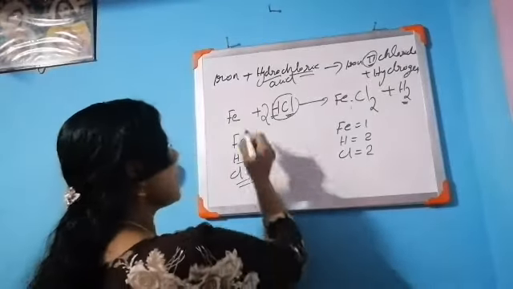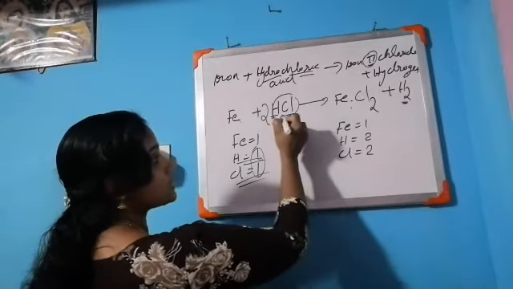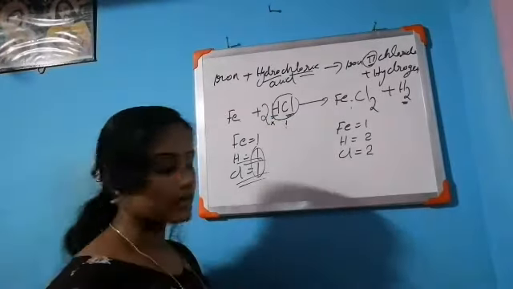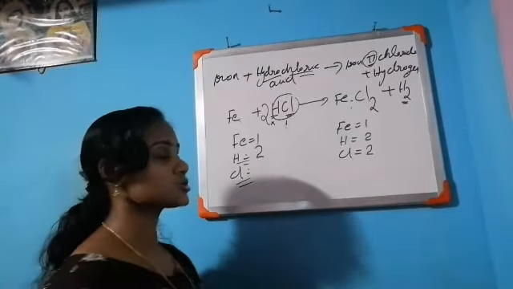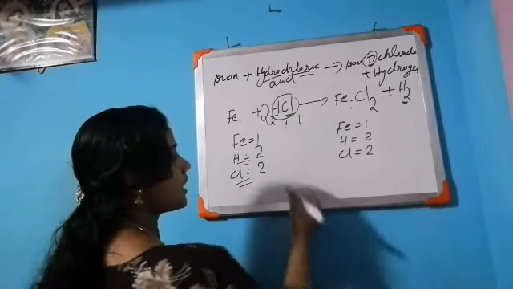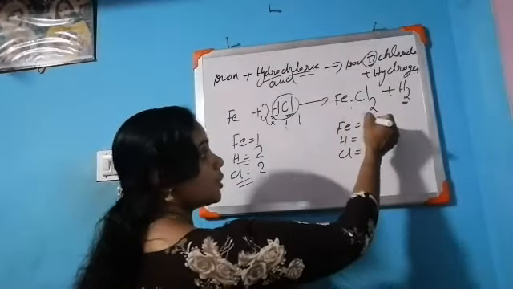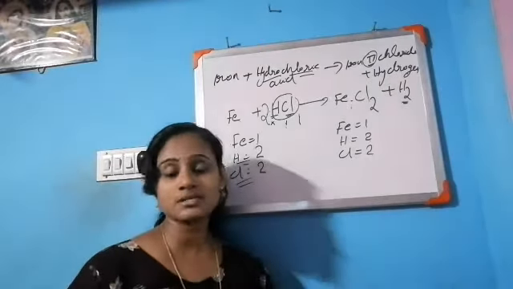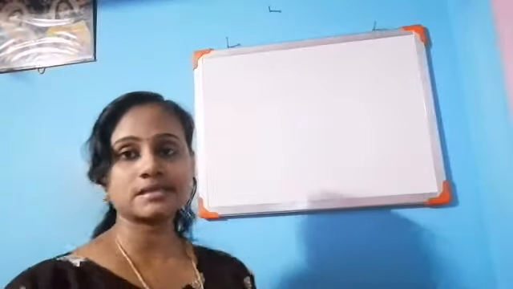Now check iron Fe 1, product side 1. Hydrogen 1 into 2, 2. So now hydrogen number 2 and chlorine 1 into 2. So now chlorine number 2. In the product side, iron 1, hydrogen 2. So this equation is balanced. Is it clear now? One more example.